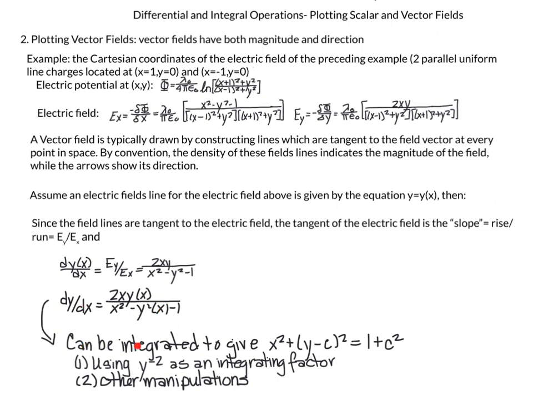Your book notes that this can be integrated to give x squared plus (y minus c) squared equals 1 plus c squared, and this here is the form of a circle, right, with center at (0, c) and radius square root of 1 plus c squared. Between this statement and this statement, there's at least another slide or two, but because your book didn't highlight it, for now I'm just going to say that we can use y to the minus 2 as an integrating factor to solve this differential equation, and then once we solve it, there are other mostly algebraic manipulations to get this circular form.